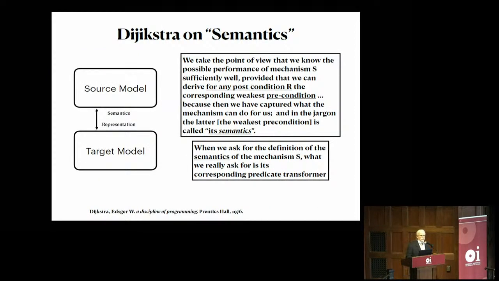Another interesting thing he came up with that I didn't understand until I started putting these slides together is he had a very odd definition of semantics. And the notion was that if you come up with a function that transforms content of the source model to the target model, the weakest interpretation, the weakest precondition for the source model is what he called the semantics. And I thought that's an odd name for semantics.